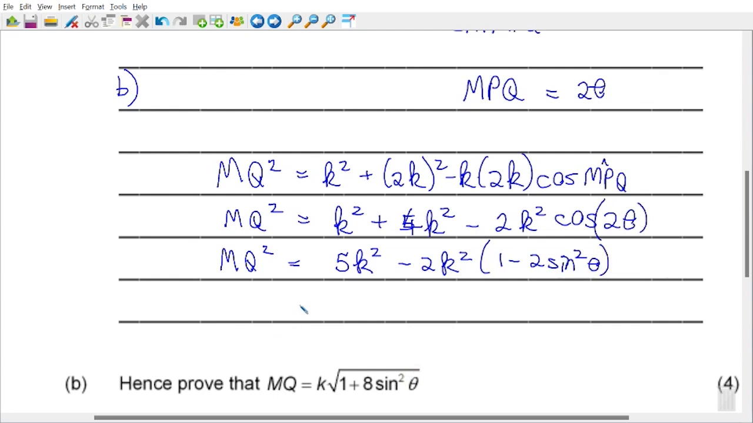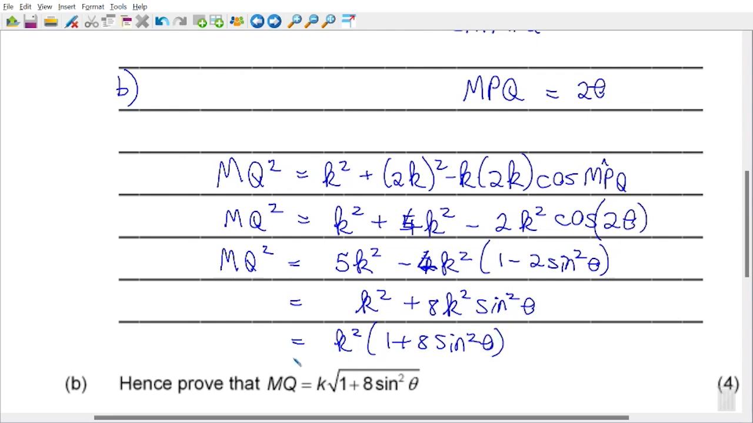Okay, and I'm nearly there now because MQ squared is actually going to be 5k squared minus, sorry, this is not 2k squared, this is 4k squared. So I get 5k squared minus 4k squared, I get k squared. And here I get plus 8k squared sine squared theta. And the last thing I need to do is factor out a k squared. So I get k squared times (1 plus 8 sine squared theta).